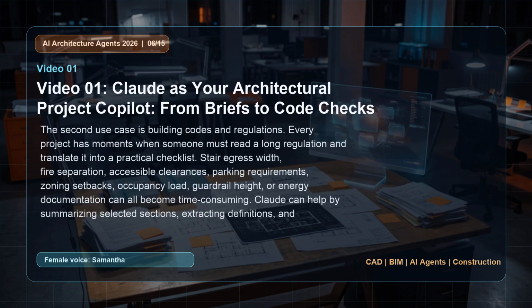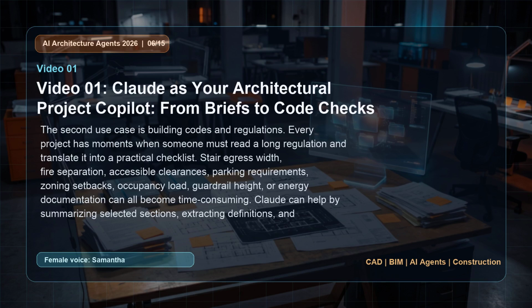The second use case is building codes and regulations. Every project has moments when someone must read a long regulation and translate it into a practical checklist. Stair egress width, fire separation, accessible clearances, parking requirements, zoning setbacks, occupancy load, guardrail height, or energy documentation can all become time-consuming. Claude can help by summarizing selected sections, extracting definitions, and turning the language into a checklist for your current project type. The key phrase is selected sections.